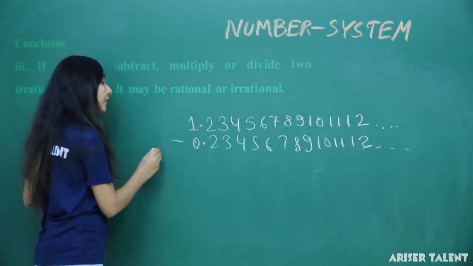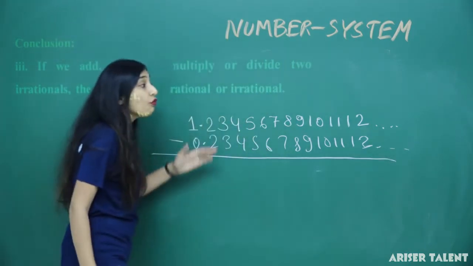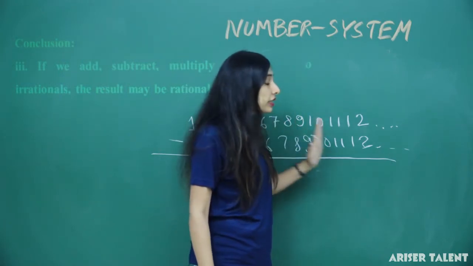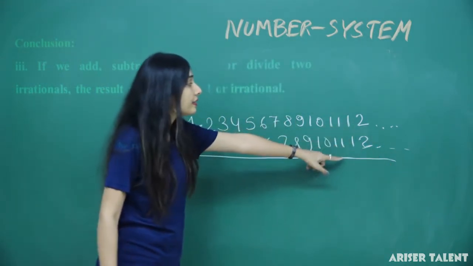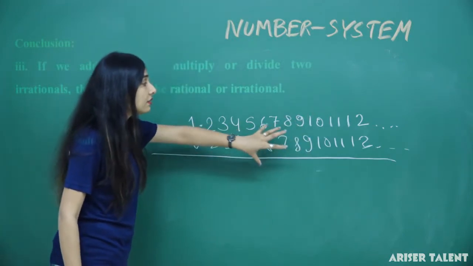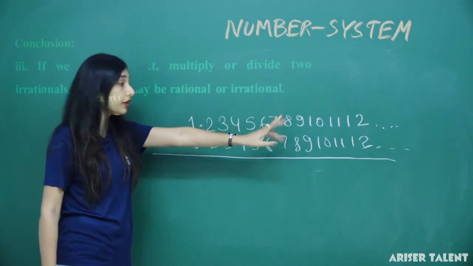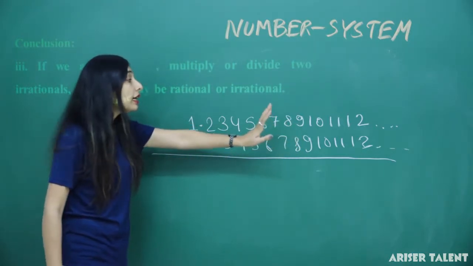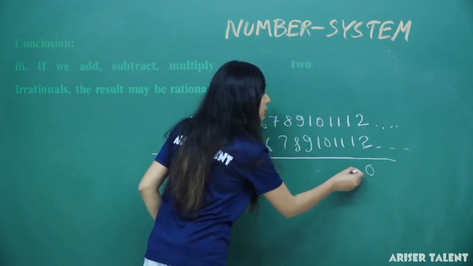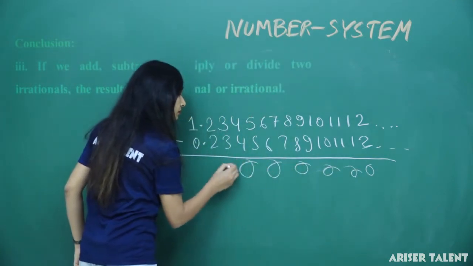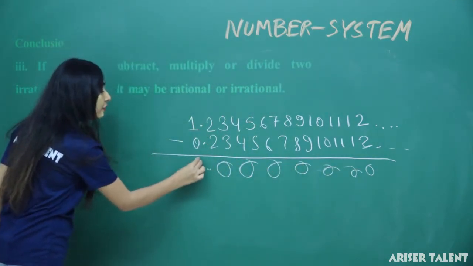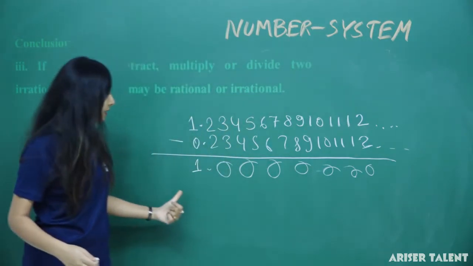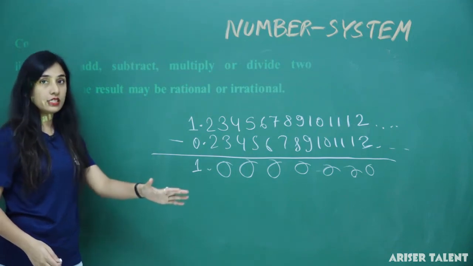Understand this, and I am going to subtract it. Whatever the number will be, even if it's non-terminating, the subtraction of all these digits, because these digits will be the same throughout, so even if it does not terminate or repeat, even then the difference will be 0, 0, 0, 0, 0 here, all zeros, and here that will be 1. So the difference of these two irrational numbers is what? A rational number. So it's a possibility.